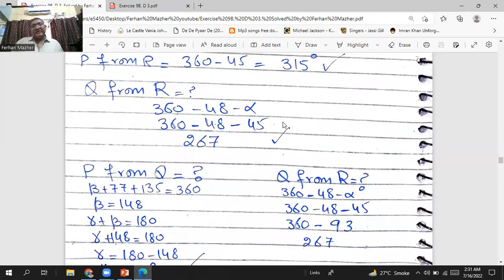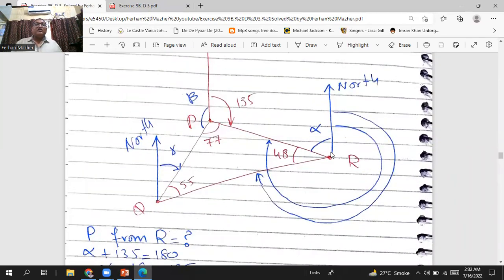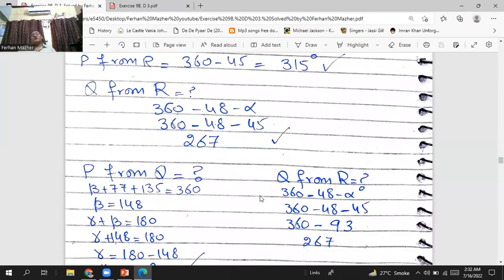Okay. So the B part of that question is Q from the R. So the Q is here and R is here. So the Q from the R means on the R, you will draw the north, and from that north, you will go clockwise to the RQ line. So that angle will be this angle. This angle can be found by 360 minus alpha minus 48. Very simple. So 360 minus 48 minus alpha, we know the value of the alpha. 360 minus 48 minus 45, and that will be 267. So the bearing of the Q from the R will be 267.